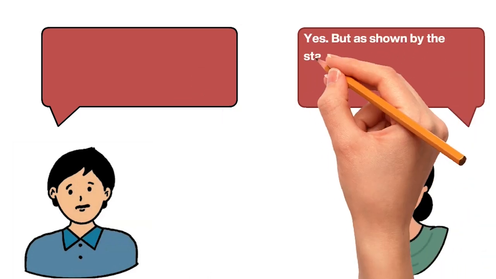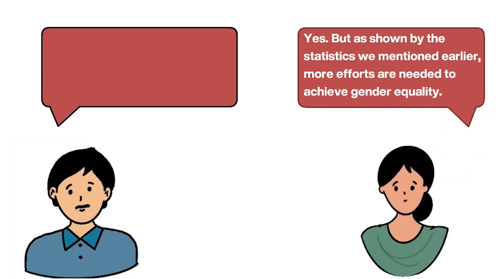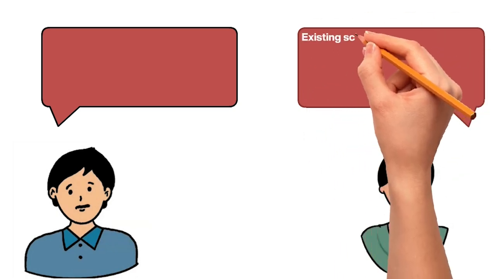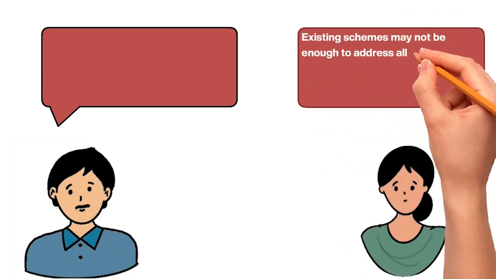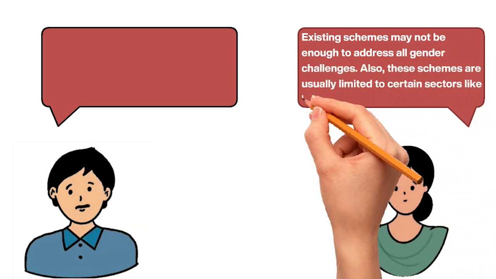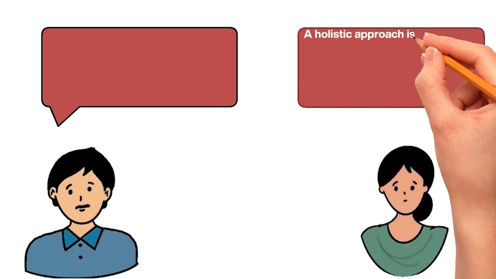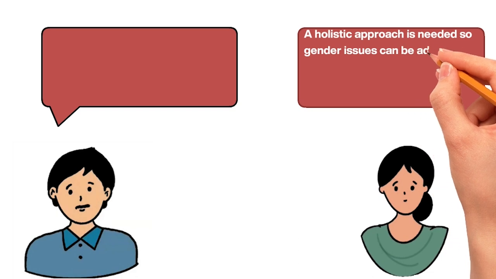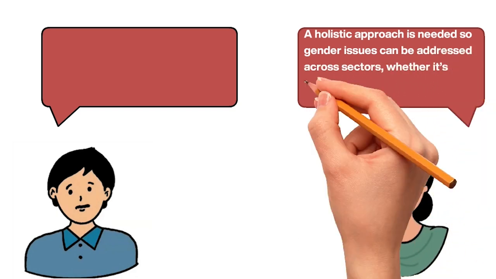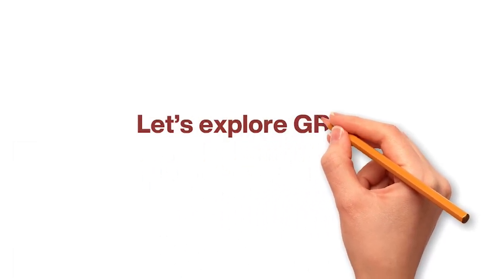Yes. But as shown by the statistics we mentioned earlier, more efforts are needed to achieve gender equality. Existing schemes may not be enough to address all gender challenges. Also, the schemes are usually limited to certain sectors like health, education, or protection. A holistic approach is needed so gender issues can be addressed across sectors, whether it is agriculture, transport, housing, or climate change. Let's explore how gender-responsive budgeting is carried out globally.